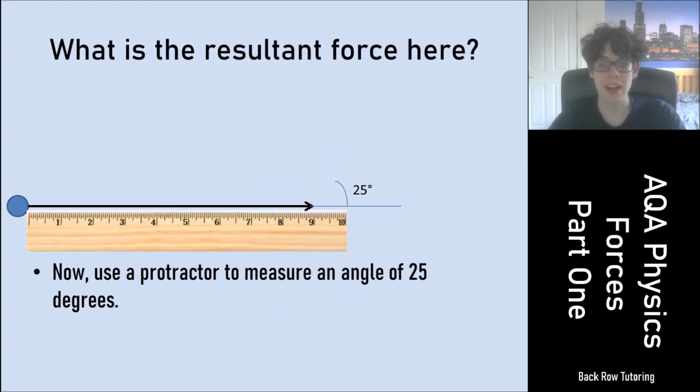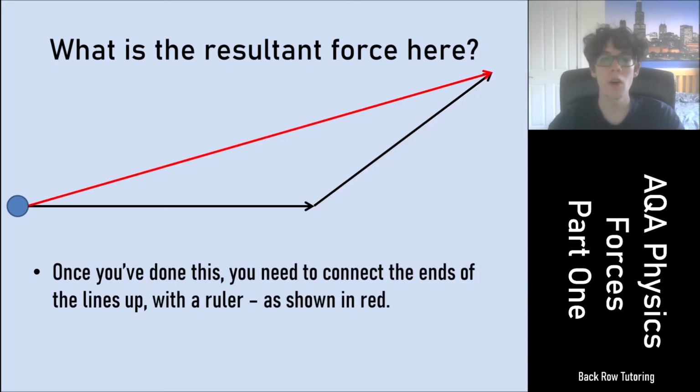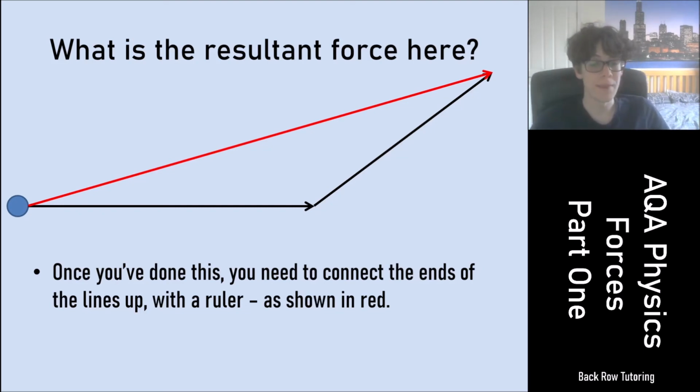Next, we're going to get a protractor and we're going to measure the angle, and the angle here is 25 degrees. So draw in the angle of 25 degrees using a protractor. And finally, we're going to draw our 14 Newton line. And of course, that's going to be 7 centimetres in length, because we know that 2 newtons is represented by 1 centimetre. Okay, so that's all of our line drawing done now, but how do we actually find the total resultant force? Once you've done this, you need to connect the ends of the lines up with a ruler, as shown in red.